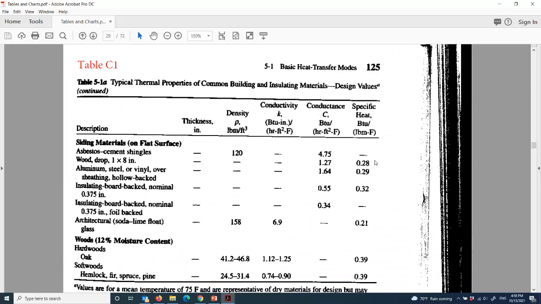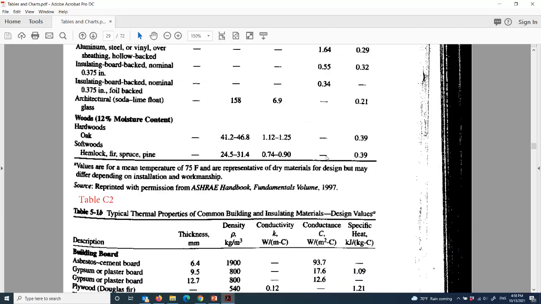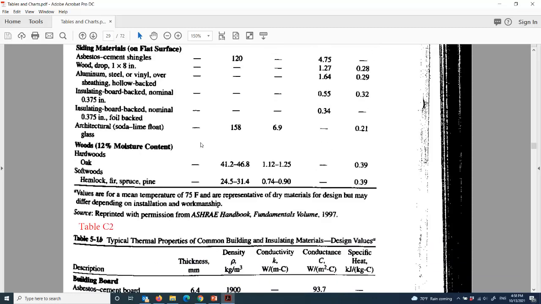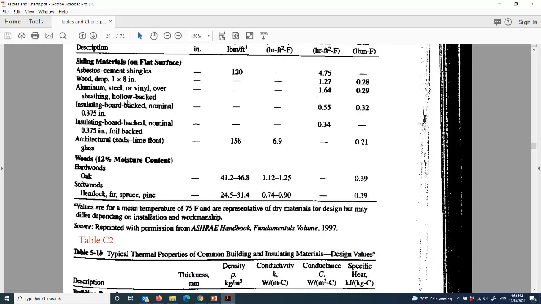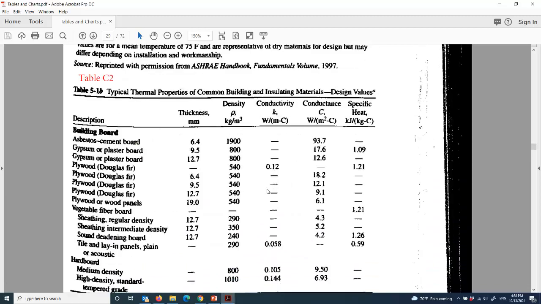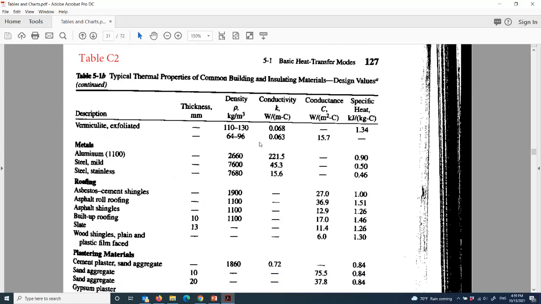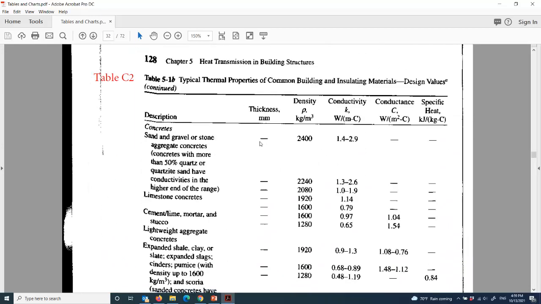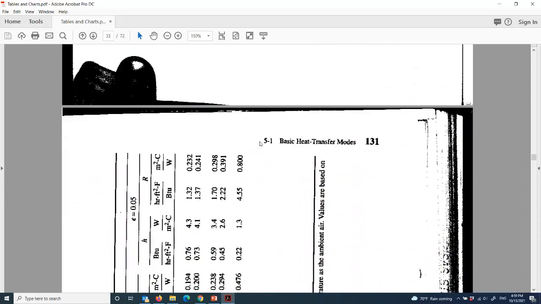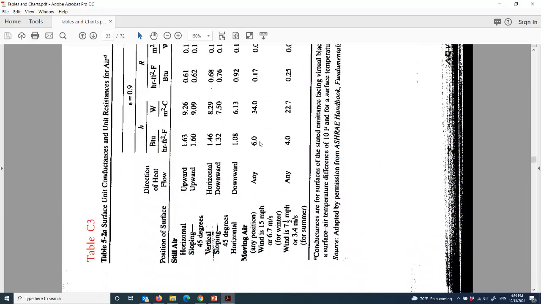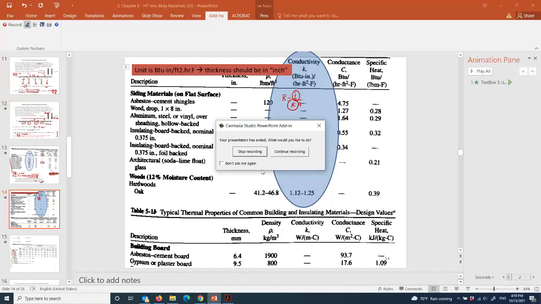Let's keep moving. Sorry, I meant table C2. Here we have more material. C2 is the same, except it's for SI. So you're going to see the same material, but with millimeters, joules, and kilograms. In table C3, that's where you're going to get your H value.